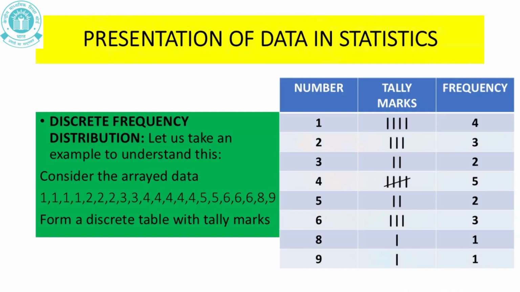Consider the arrayed data and form a discrete table with tally marks. So we can see in this data, the number 1 appears 4 times, so its frequency is 4. The number 2 appears 3 times. The number 3 appears 2 times. The number 4 appears 5 times. The number 5 appears 2 times. The number 6 appears 3 times. The number 8 appears 1 time. And the number 9 appears 1 time.